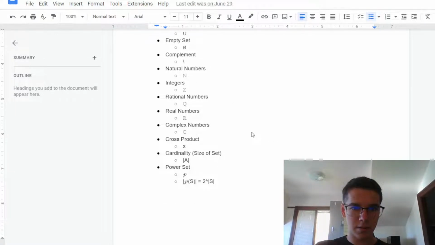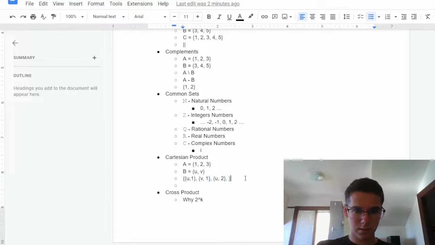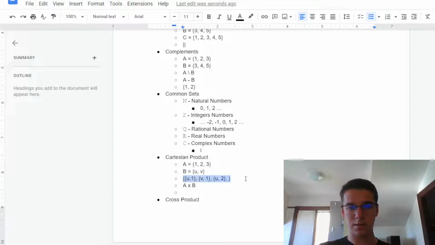All right, so I went ahead and made a little list of symbols. The Cartesian product is the same as the cross product, so it's literally just like an X between two sets. And so the cross product of A and B would be this, if we completed it.